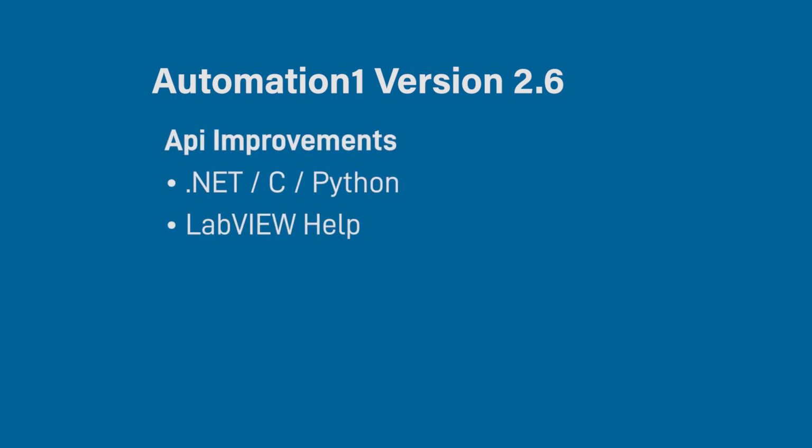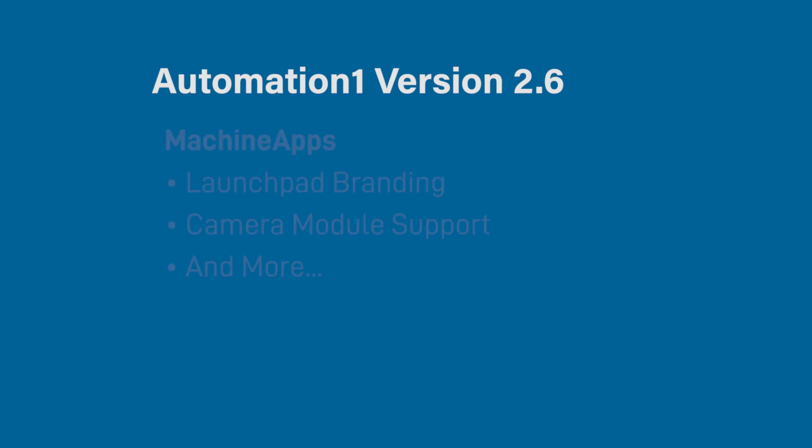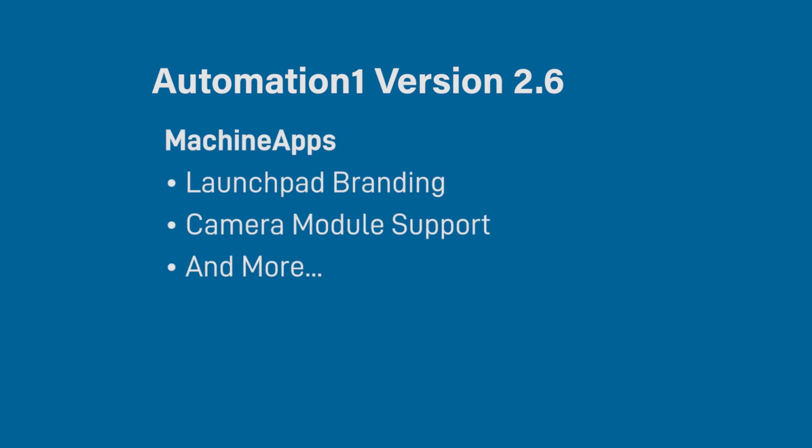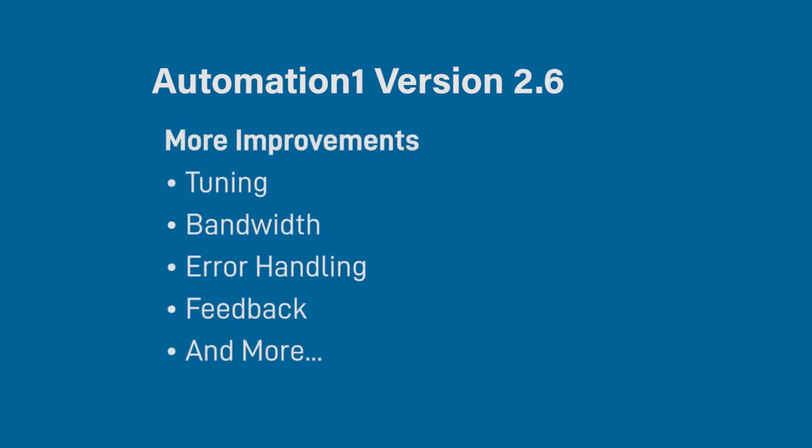For API, we have improvements within our .NET, C, Python and LabVIEW APIs. Within MachineApps, we have Go Launchpad branding, camera module support, and more. And in addition, we have more improvements, including several tuning improvements, bandwidth improvements, error handling, and more.